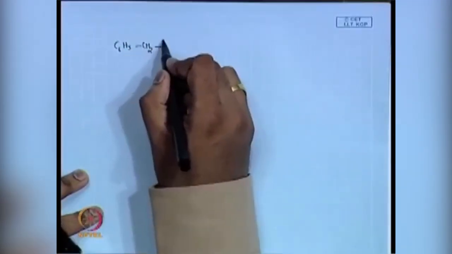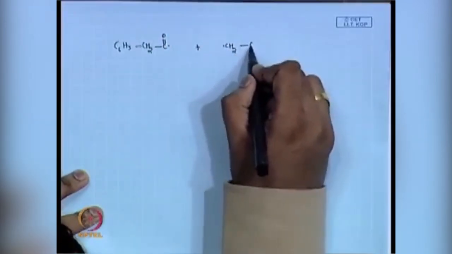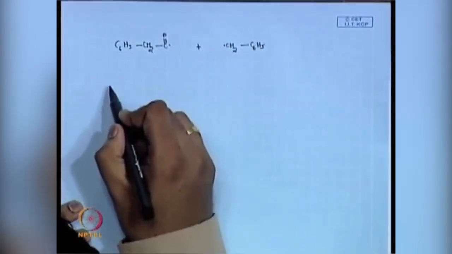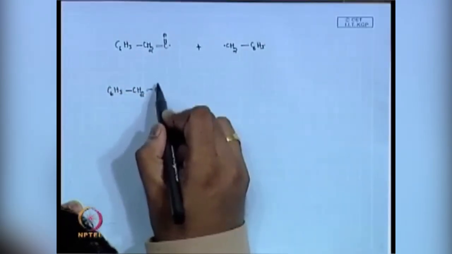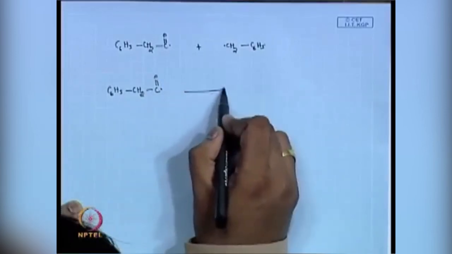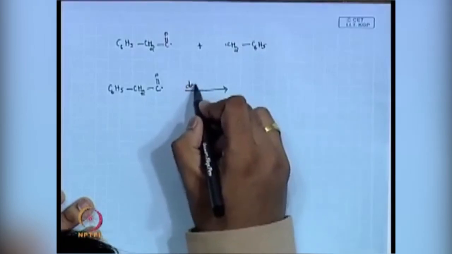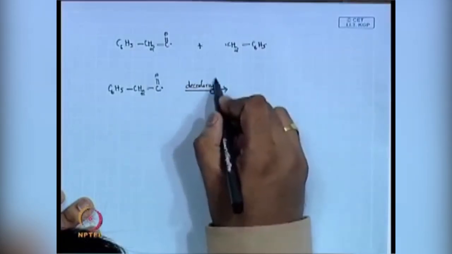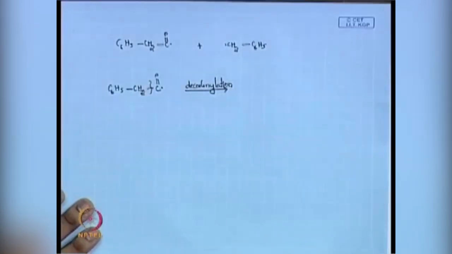After that, what happens? Now, you have your acyl radical which you have generated, C6H5C dot, plus you have your alkyl radical. Now, what happens? This C6H5C dot, that is your acyl radical, undergoes decarbonylation. That means you get a cleavage here.